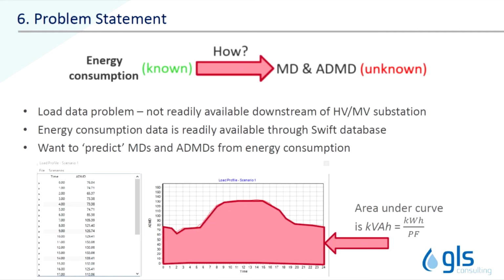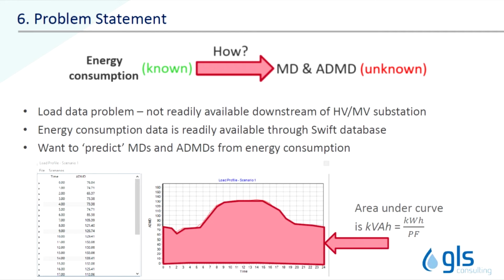So now the problem statement is that we know what our energy consumption is, and in terms of network design, what we're interested in is MDs and ADMDs. How do we get from this known metric to an unknown? In South Africa, we all know about the load data problem. Load data is not readily available downstream of HV/MV substations. However, energy consumption data is readily available through our Swift database. Now we want to go through a process whereby we can predict the MDs and ADMDs from energy consumption.